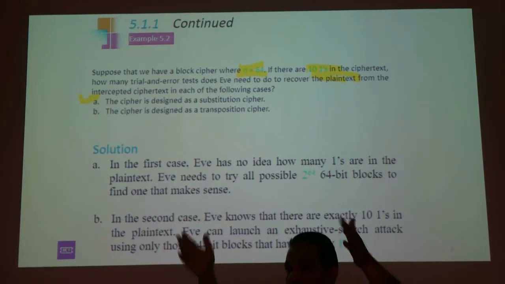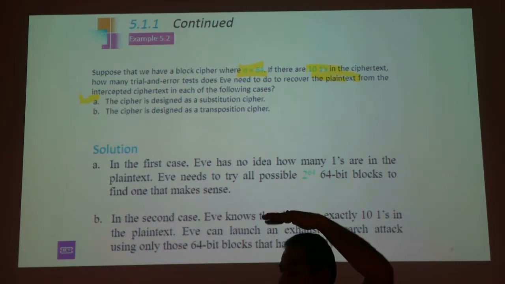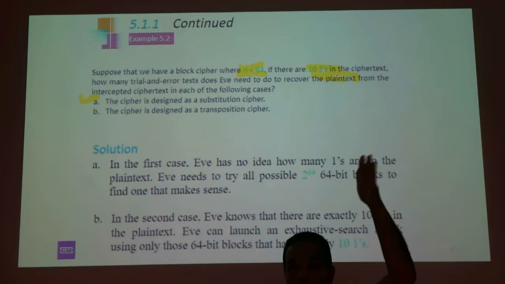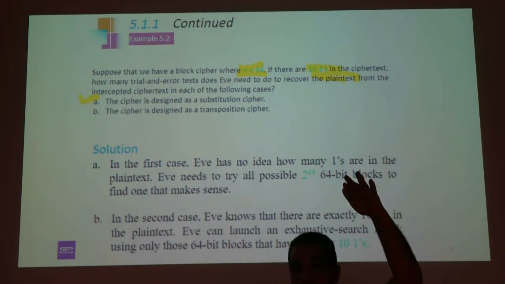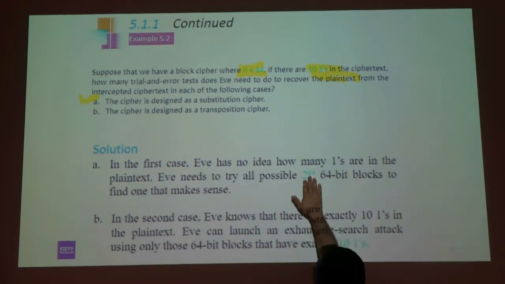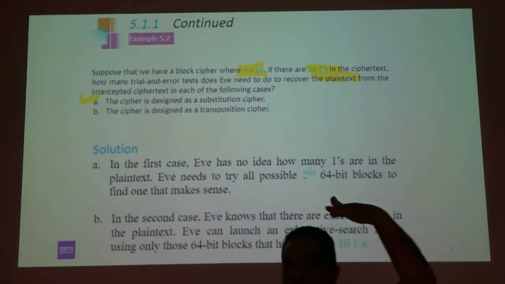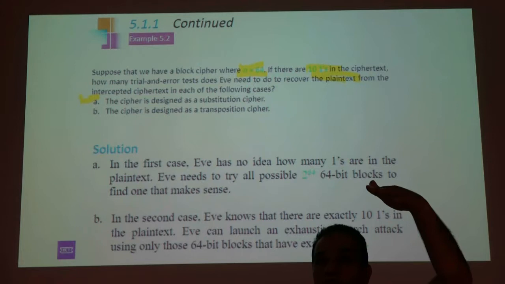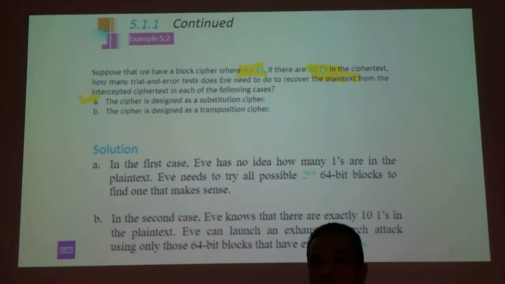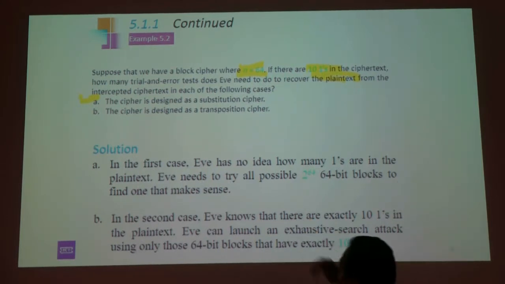2 to the power 3, which is 8, right? If you have a 64-bit block, how many options? 2 to the power 64. So for a brute force, how many times do you have to try it? 2 to the power 64 times. All right, that's for substitution.